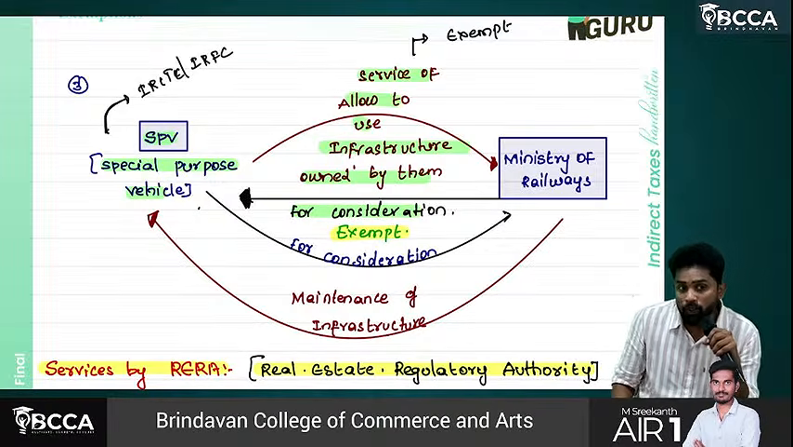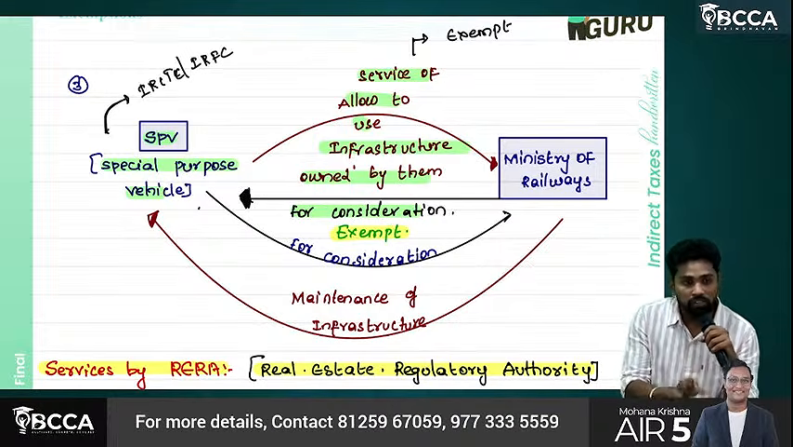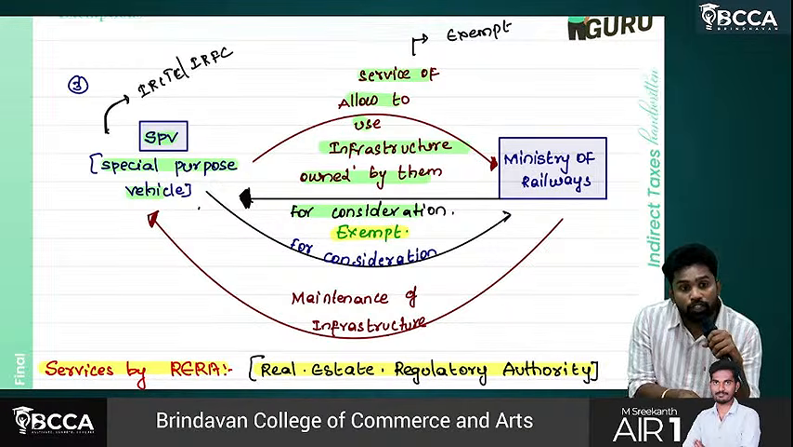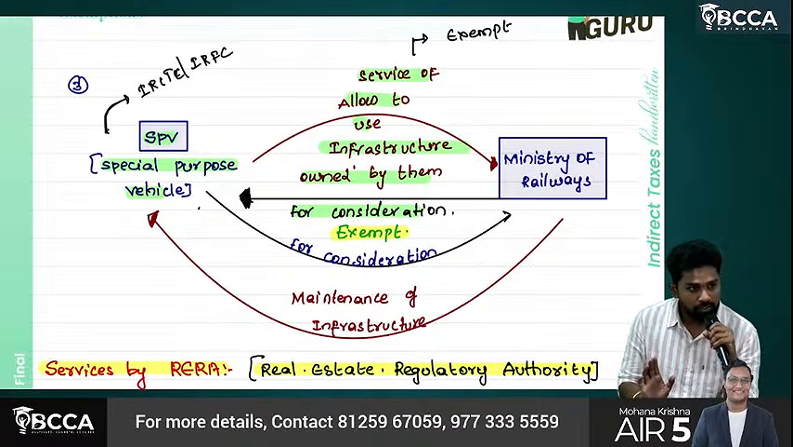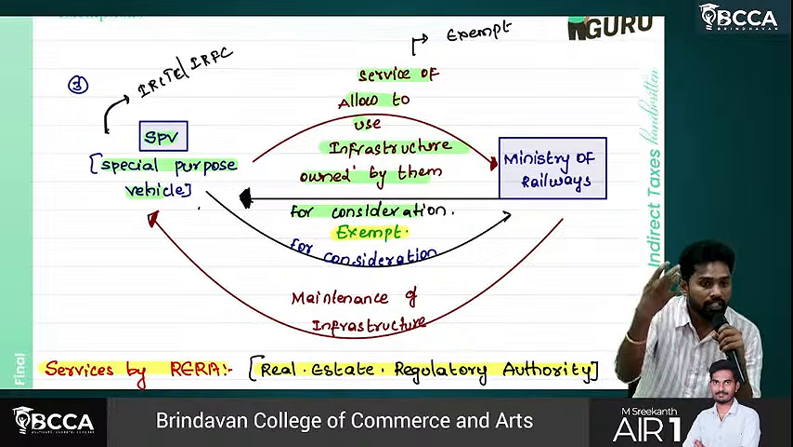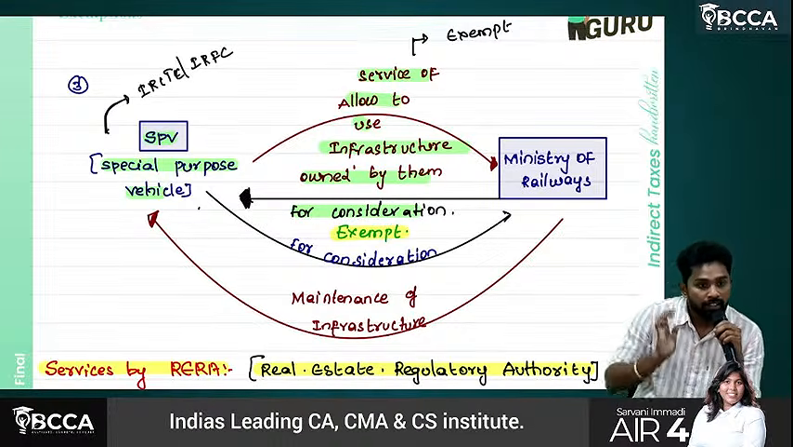Now the railway tracks are owned by whom? IRFC or Indian Railways? IRFC. Okay, the railway tracks are owned by IRFC. Now what will IRFC do? It will rent those tracks to Indian Railways. Sir, able to understand? IRFC will issue bonds and get money from the public. By using that money, it will lay railway tracks.